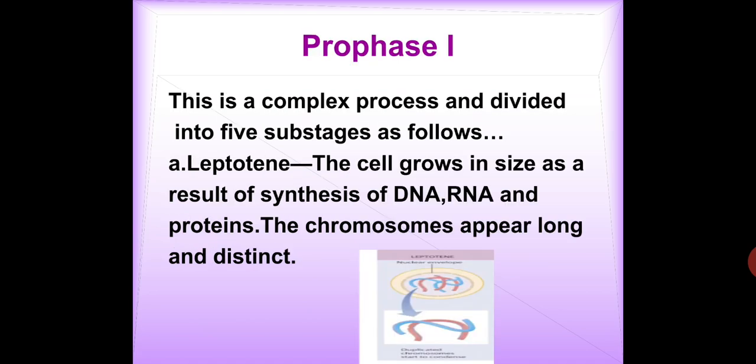Prophase 1 is a complex process divided into 5 sub-stages, namely leptotene. The cell grows in size as a result of synthesis of DNA, RNA and proteins. The chromosomes appear long and distinct. Point to remember, chromosomes appear long and distinct.